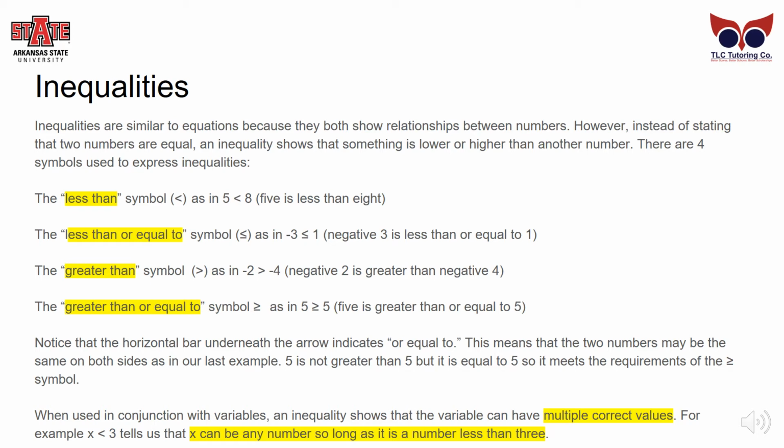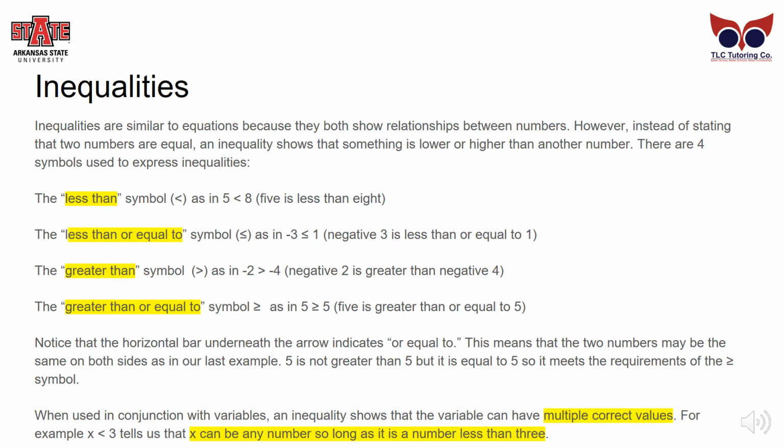The less than symbol, as in 5 is less than 8. The less than or equal to symbol, as in -3 is less than or equal to 1. The greater than symbol, as in -2 is greater than 4. Or the greater than or equal to symbol, as in 5 is greater than or equal to 5.